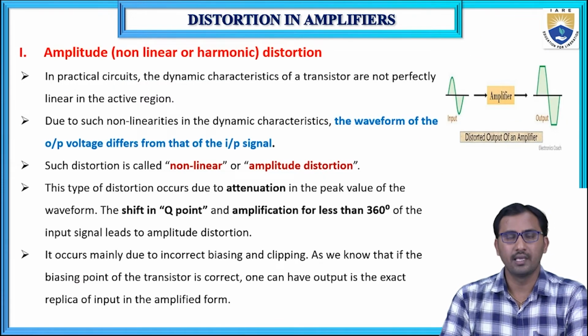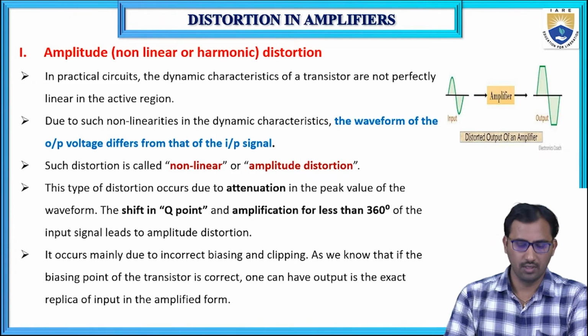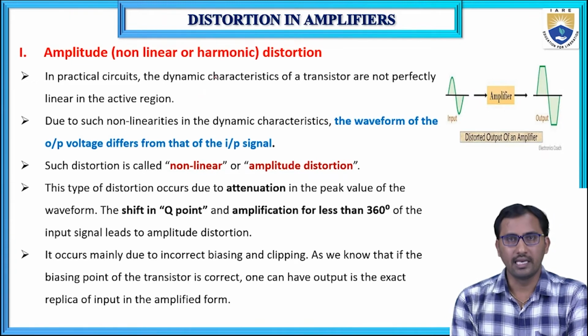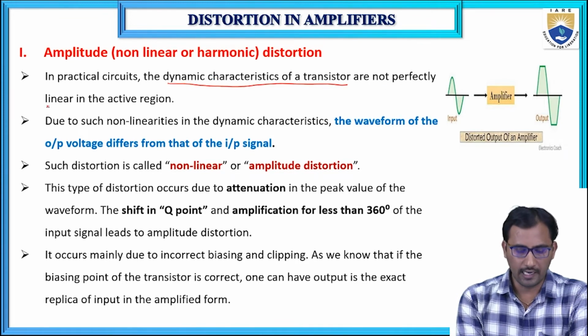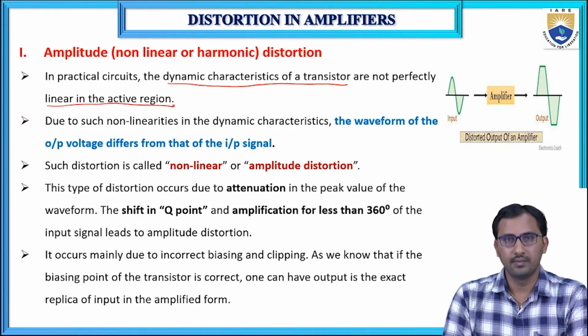And the first one is the amplitude distortion. The amplitude distortion we can also call non-linear distortion. In practical circuits, the dynamic characteristics of the transistor are not perfectly linear in the active region, because, as we already discussed, no amplifier is ideal. All amplifiers are practical in nature. That means it has some resistance, or the characteristics of the amplifier may change due to temperature variations. Because of that, the output voltage may get affected, so distortion will occur.